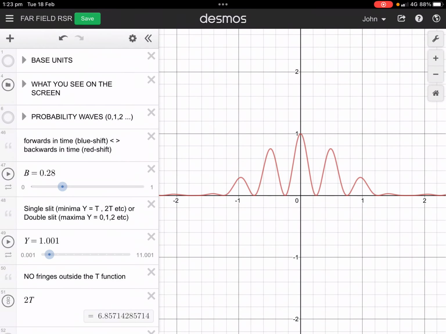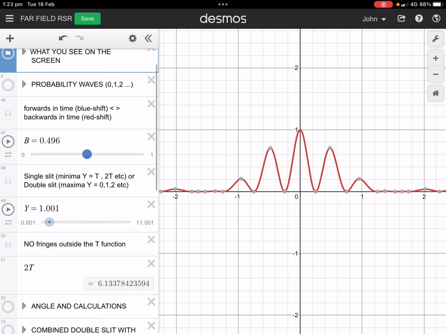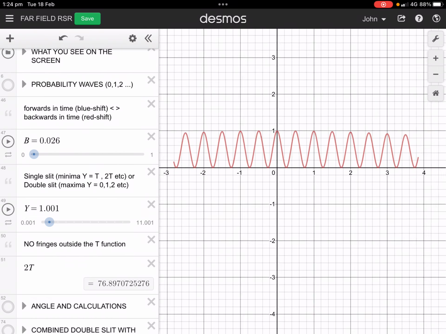Okay, I've improved my model now. I've got the fringes at the coordinates 0, 0, so that it doesn't wildly head off in one direction. So this is what you see. So that's what you see on the screen. You see this interference.